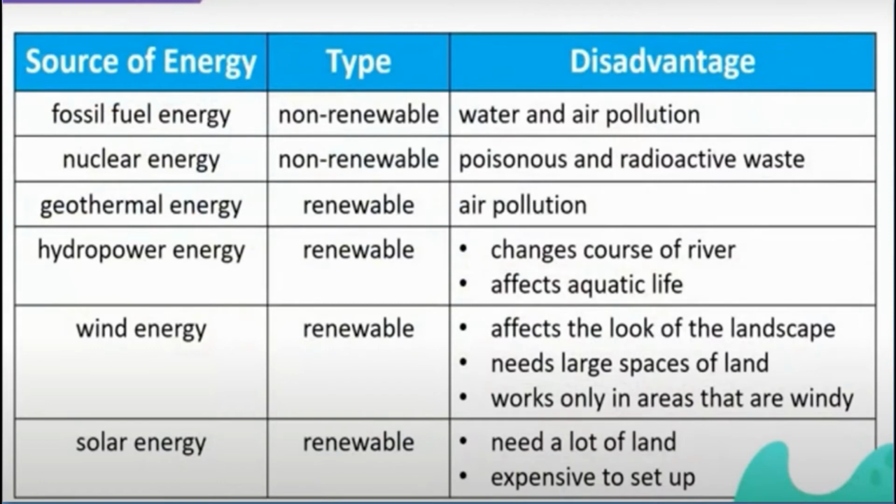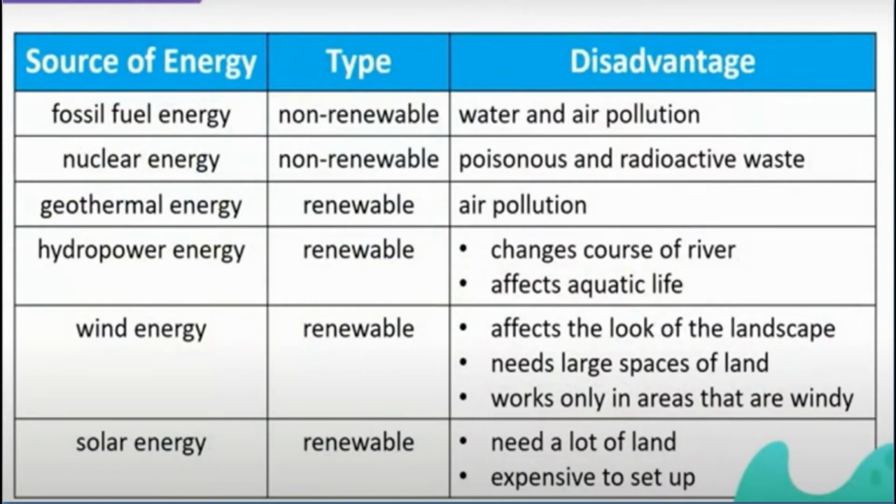Then comes wind energy. It is renewable. The wind energy we get from the big turbines, the big fans. But the disadvantage of getting wind energy from the turbine is that it affects the look of the landscape. It needs large spaces of land and works only in areas that are windy.